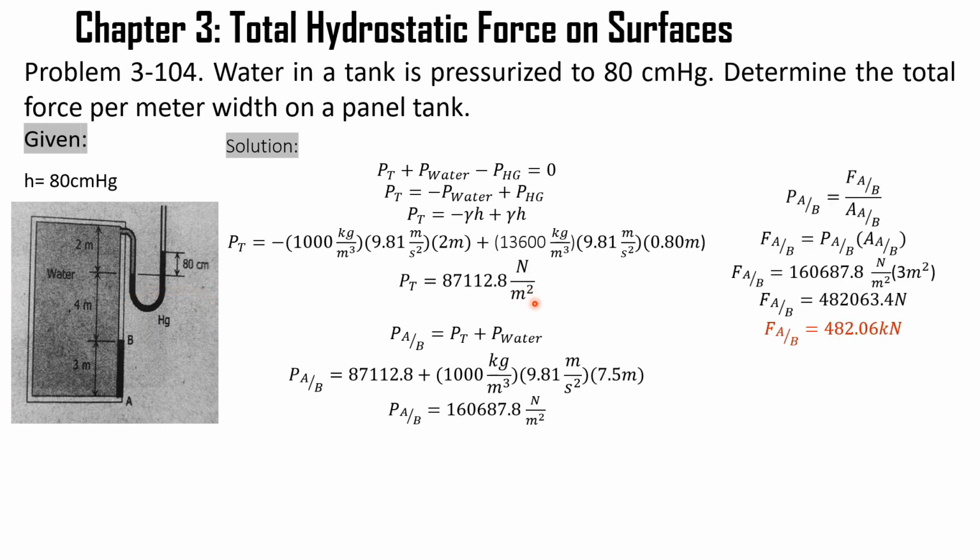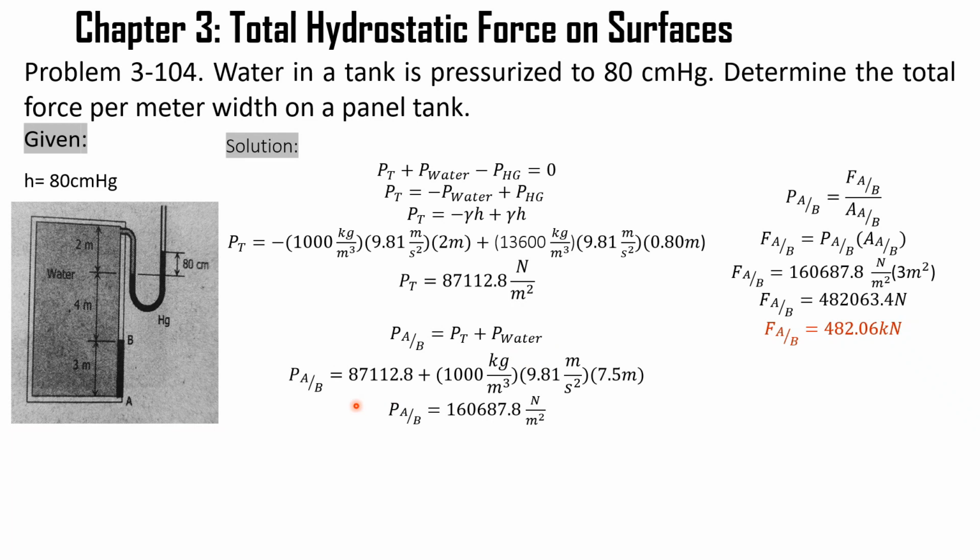We can now proceed in solving the pressure acting on gate A and B. To solve that, we will have the equation PA over B is equals to PT, which is the pressure of our tank, plus pressure of water. Since the formula for pressure is ρgh, then we will have the equation PA over B is equals to PT plus ρgh of water.